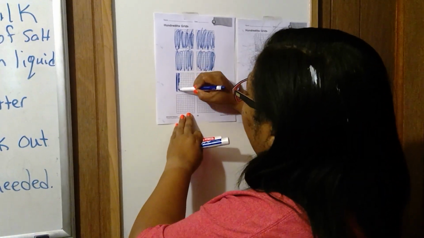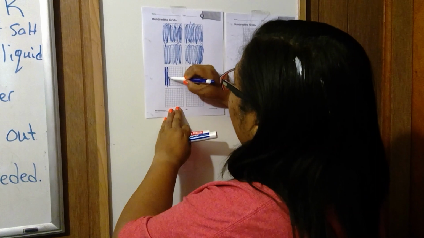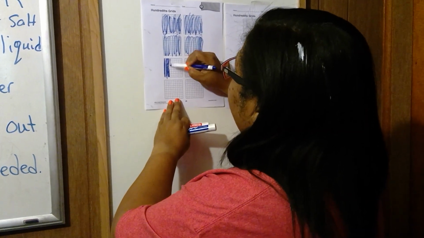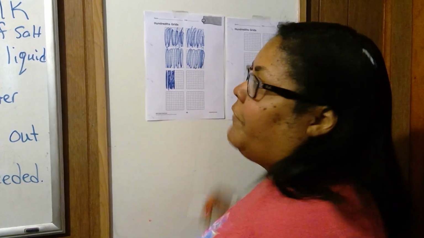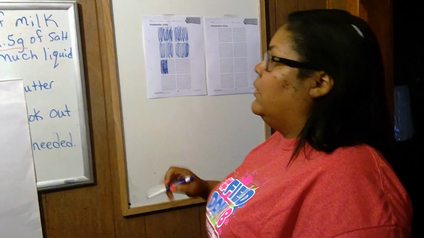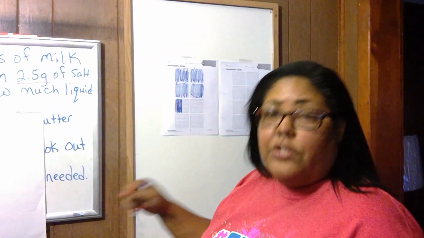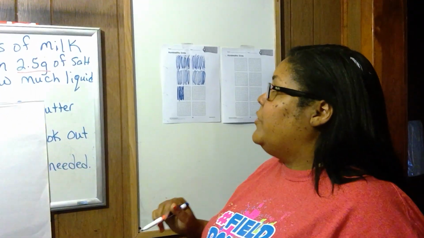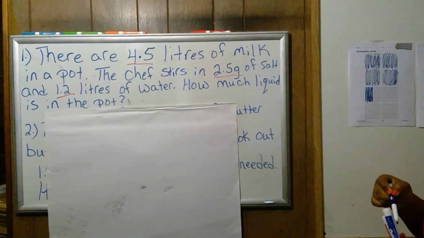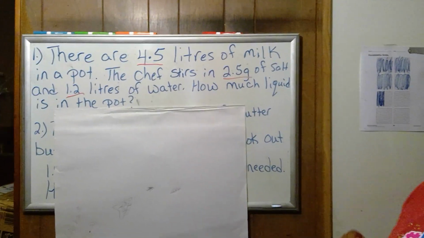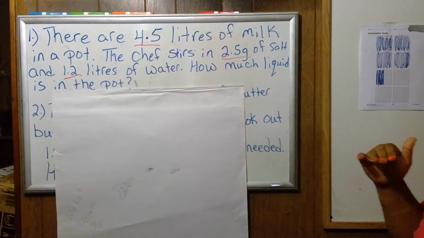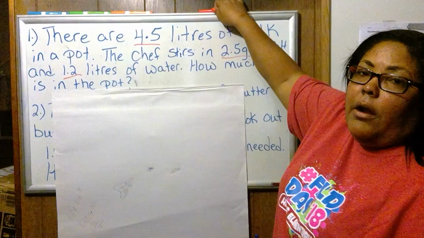So therefore, I need 5/10. 1, 2, 3, 4, 5. Now we have just modeled 4.5 liters of milk. Are we finished? No. The chef stirs in 2.5 grams of salt. So again, that 2 is where? In front of the decimal. Therefore, it tells me it is a whole number. So I need to model that 2.